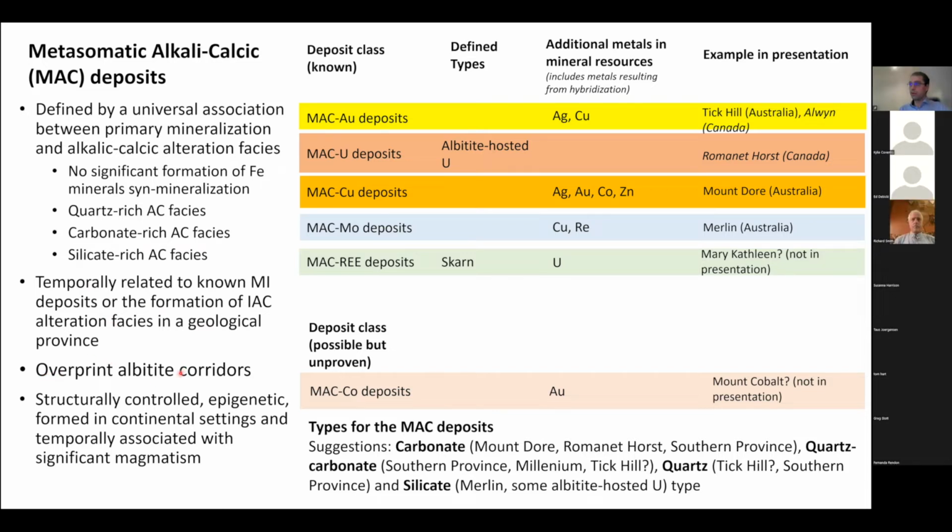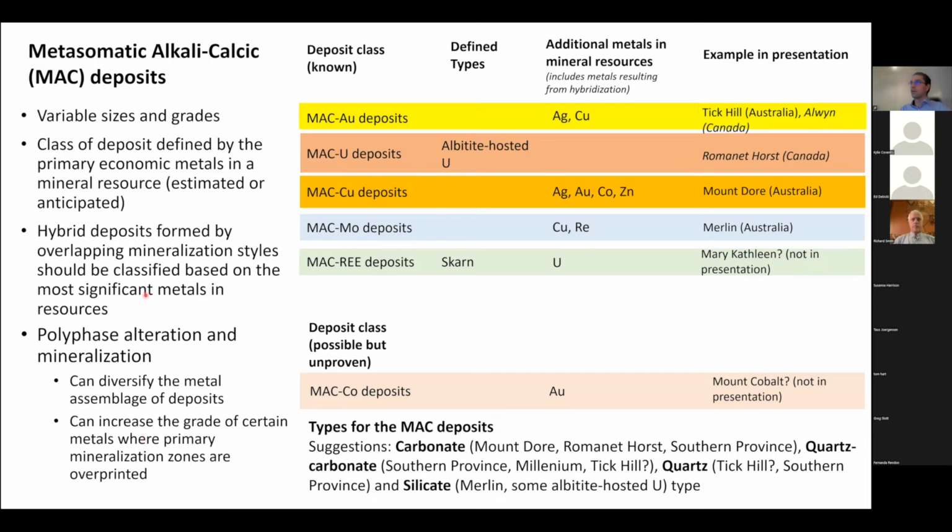They'll generally overprint albitite corridors that are the first manifestation of the development of these hydrothermal systems. Comparable to the iron-rich one, they'll be structurally controlled, epigenetic, from a continental setting, and they will be temporally associated with significant magmatism. They can be of variable size and grade, and like the iron-rich one, the class of deposit is defined by the primary economic metals. There will be hybrid deposits, comparable to the iron-rich one. It's good to see polyphase alteration and mineralization from the scale of a showing to the scale of a deposit.